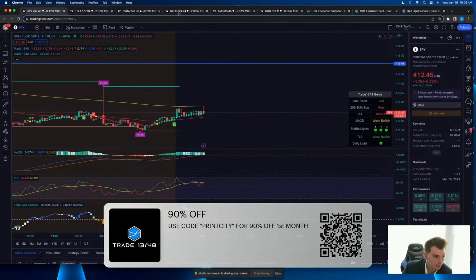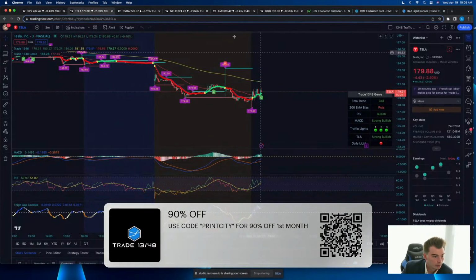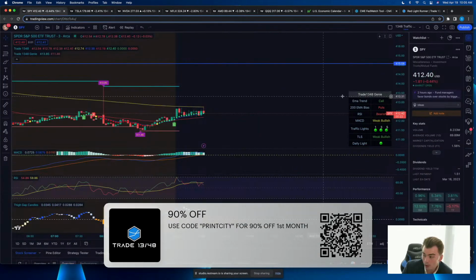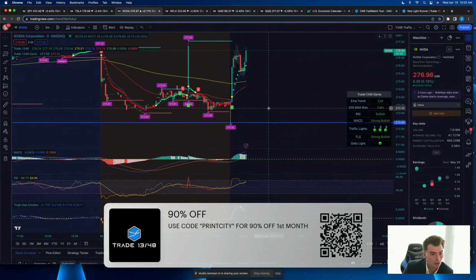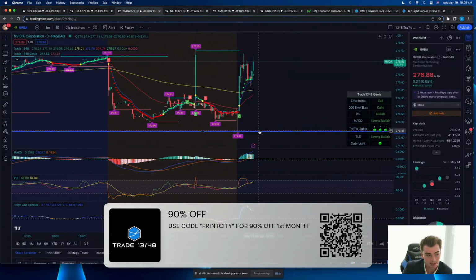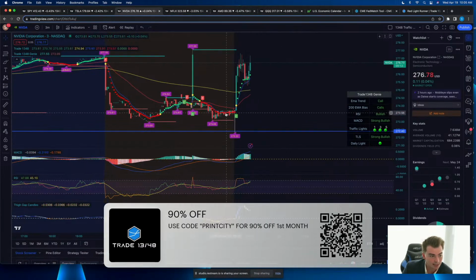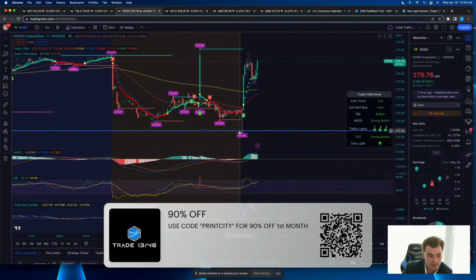SPY, another rejection of the 3-minute 200. Tesla doing a little something here, but nothing too wild. 413.50 to 80. Yeah, I mean, the trade of the day so far, if you guys caught it from the morning, remember, you guys were asking me about this level on NVIDIA, and what did I say? I said I wanted it to come down to this level and bounce right back up. I did not think that this was going to be that aggressive.